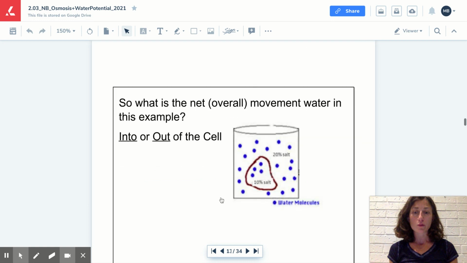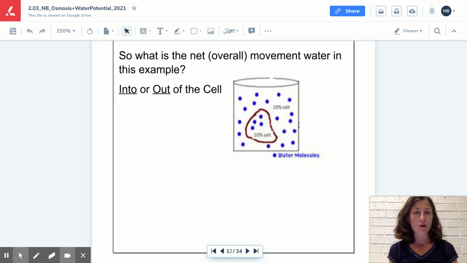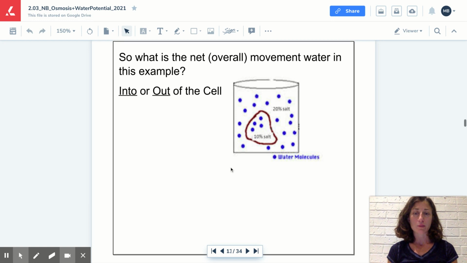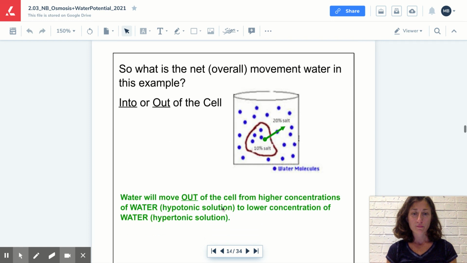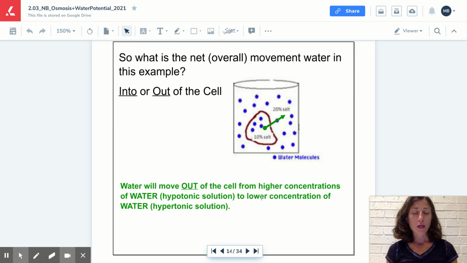So then what's going to happen to the water? What is the net or overall movement of water in this example? Is it into or out of the cell? Go ahead and put it into your Edpuzzle. Yeah, it should be out of the cell. Okay, if you did not get that correct, make sure you're listening to the reasoning here. Water will move out of the cell from higher concentrations of water, meaning the inside of the cell is hypotonic, it has more water, to a lower concentration of water, the hypertonic solution. Okay, so water will move from the inside of the cell to the outside.